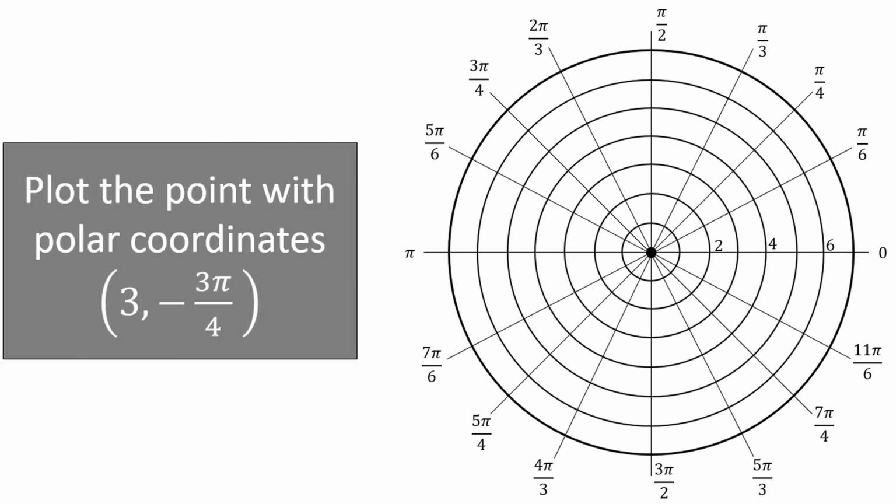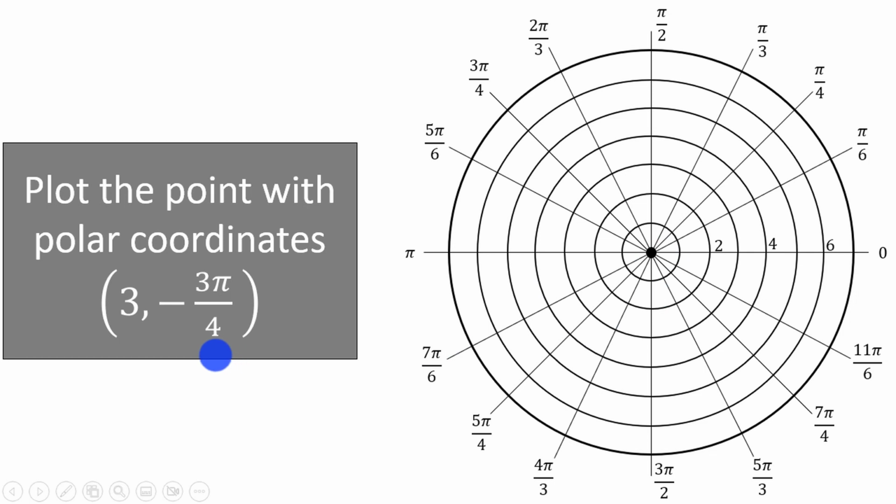How about this one? We are asked to plot the point with polar coordinates 3, negative 3 pi over 4. So this means go out 3 units in the negative 3 pi over 4 direction. Hopefully you are familiar by now that negative angles mean you are measuring in the clockwise direction rather than the counterclockwise direction. So we must find negative 3 pi over 4.